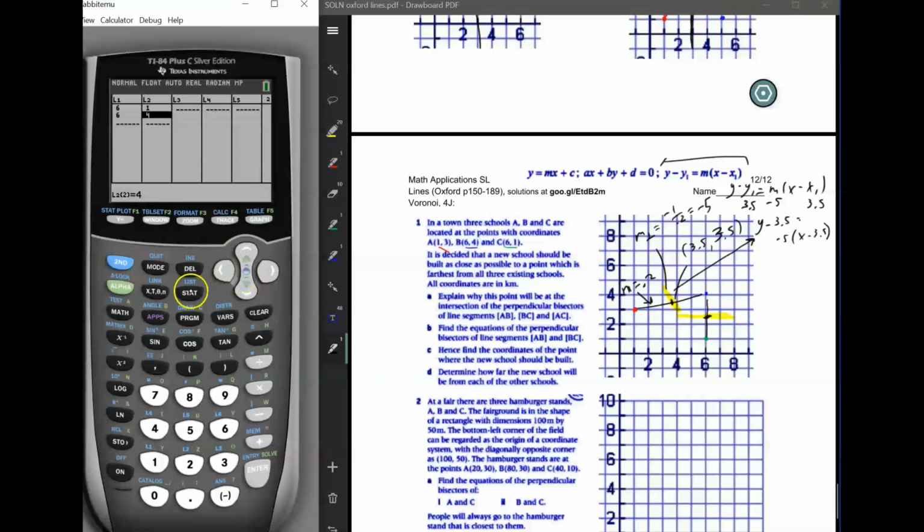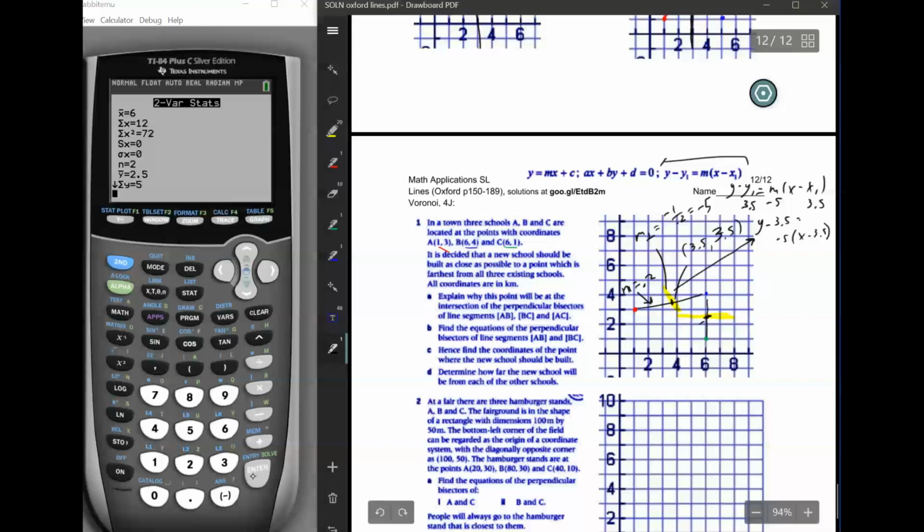I got them both into stat edit now. I'm going to do stat calc 2-Var Stats to get the midpoint value. L1, L2, blank is what you want. And the x bar, y bar values are 6, 2.5. So I can label this point here 6, 2.5. Okay, and I drew it pretty well because it really looks like it's at 6, 2.5.